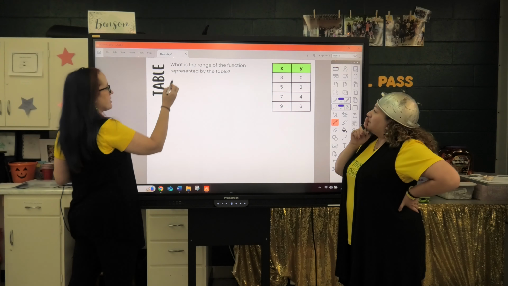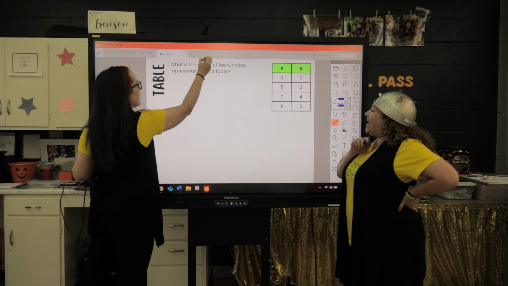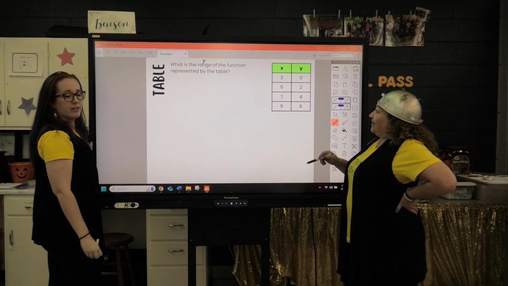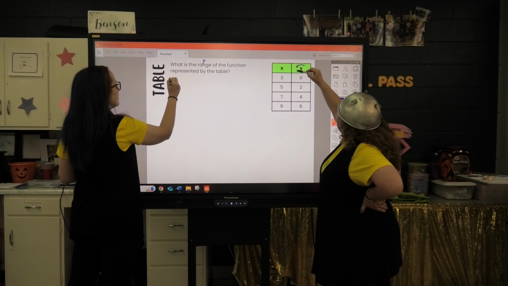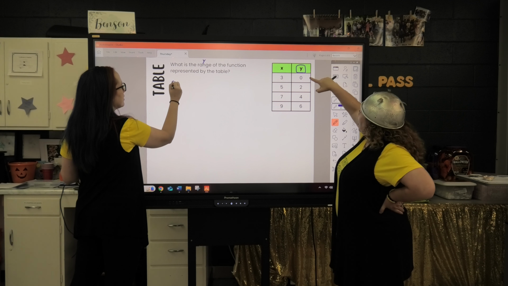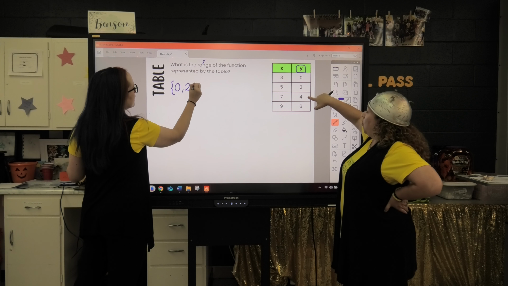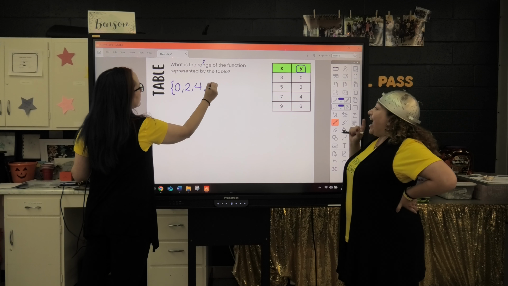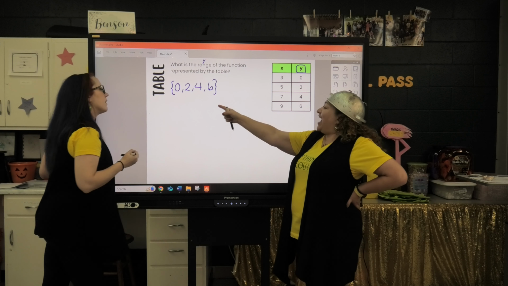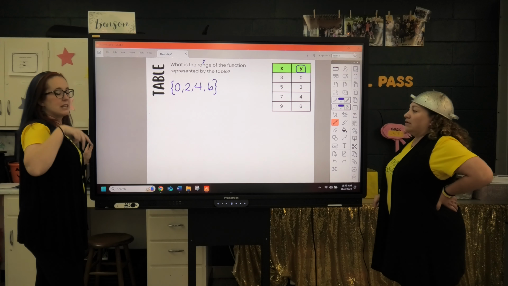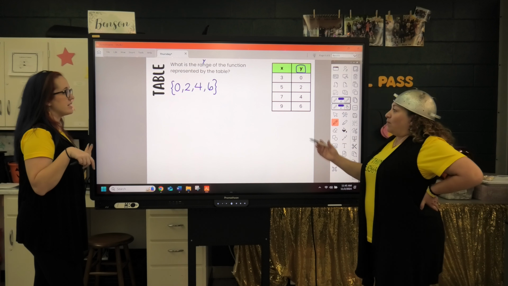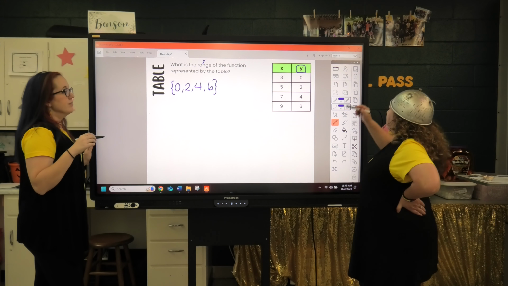So this time it says, what is the range? And range means Y. I'm going to look right here, and here's a Y, and here's a 0, a 2, a 4, and a 6. And fortunately, they are in ascending order. Boom. That's my range. That's awesome. Everybody got this? Excellent.